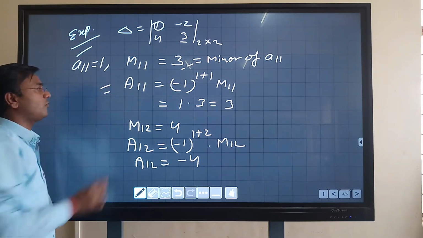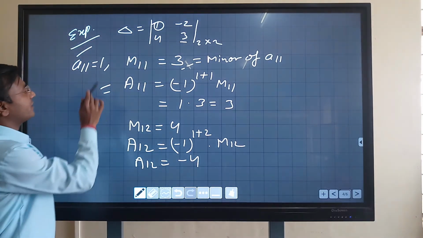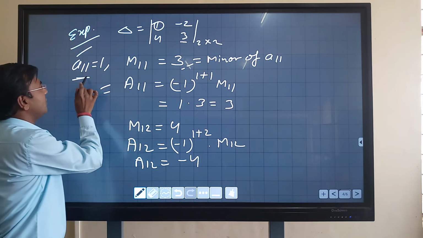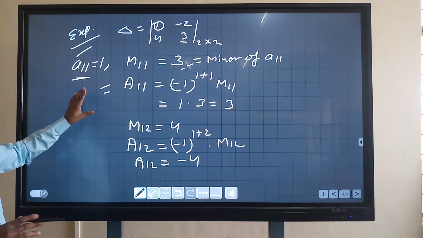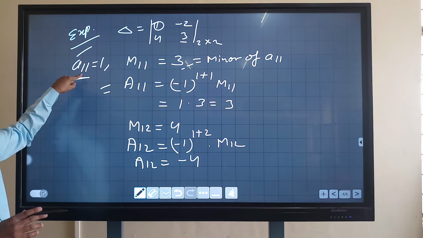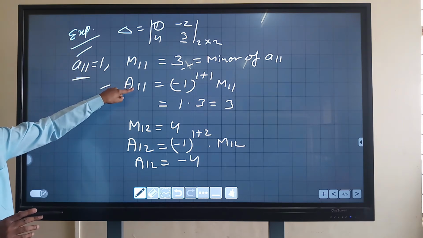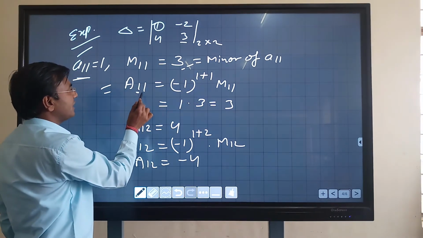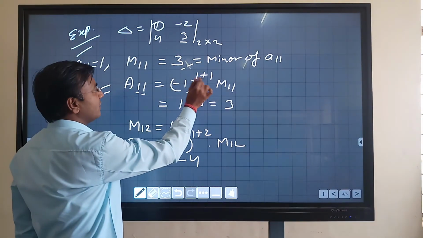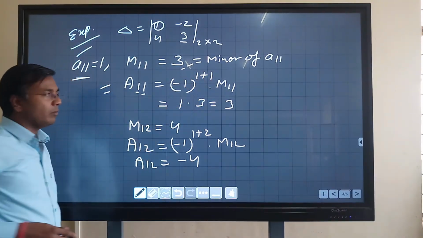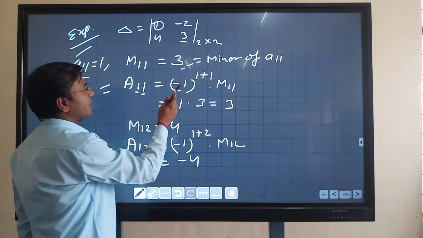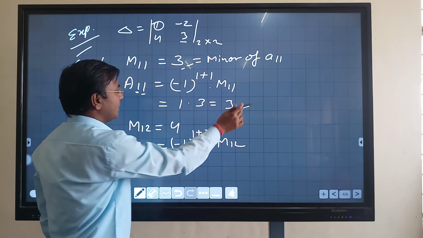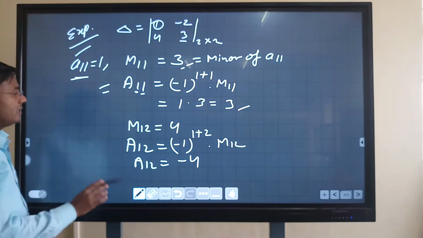Now we have to look for the cofactor. So the cofactor of this element a11 is what? Capital A11, where a11 means small a11. We are finding the cofactor of this element a11, which is denoted by capital A11, and by the formula minus 1 to the power i plus j. So this is i and j, so 1 plus 1, into M11, the minor of this element. So minus 1 to the power 1 plus 1 is 1. M11 we have calculated as 3. So 1 into 3 is 3. So this is the answer.